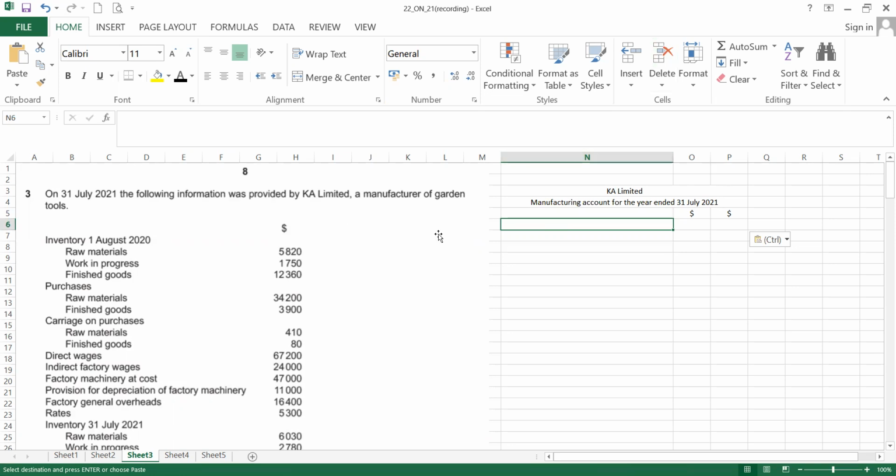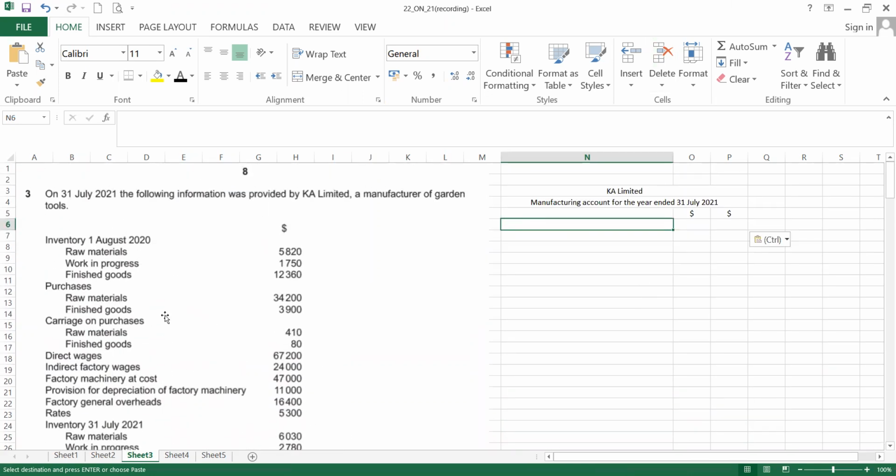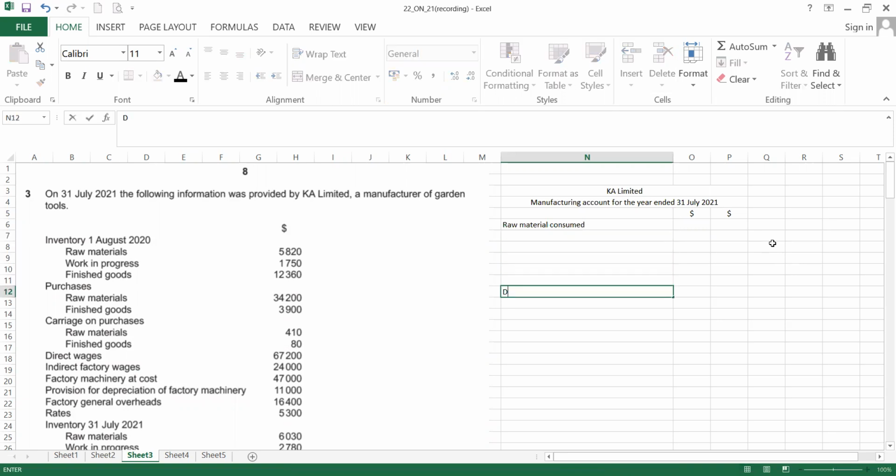Here is a manufacturing account. In part A, they asked to prepare the manufacturing account. So we look into the items. The format for the manufacturing account starts with raw material consumed, which is the information that we have, and then after that the direct wages. This is common, and direct expenses, but it depends on the question.